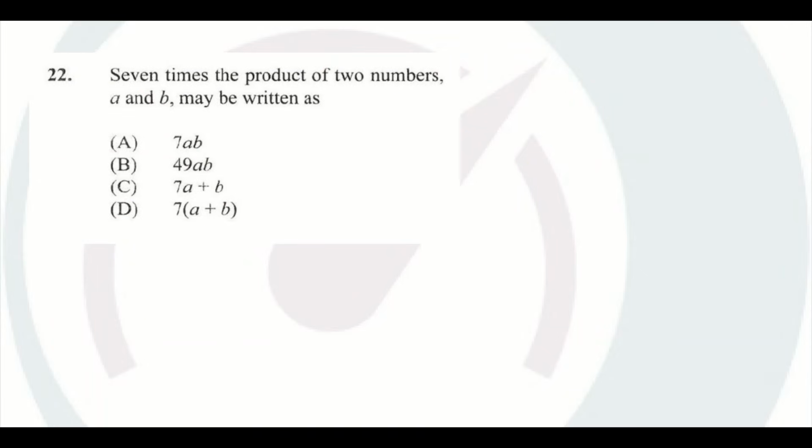7 times the product of two numbers A and B may be written as? So 7 times the product means to multiply the two numbers A, B, so that's 7 times A, B, so only A matches. And in some questions, elimination is easier. Some questions don't require any long work, so we can just move through them quickly.